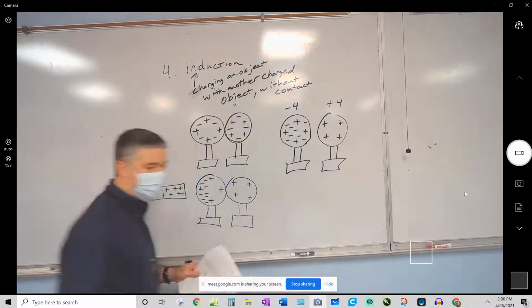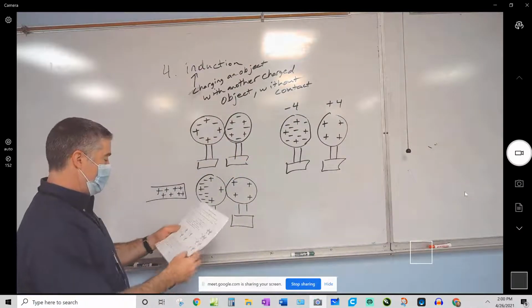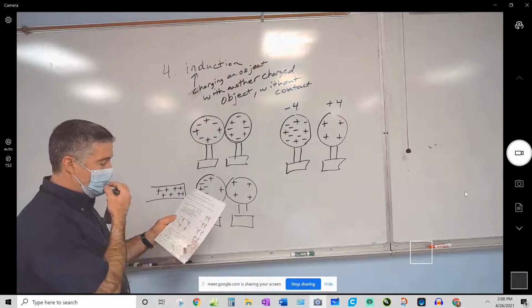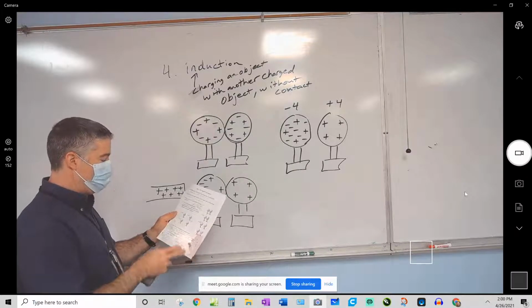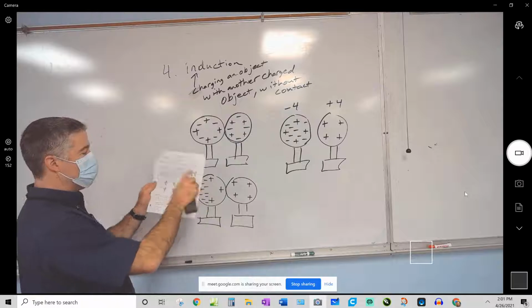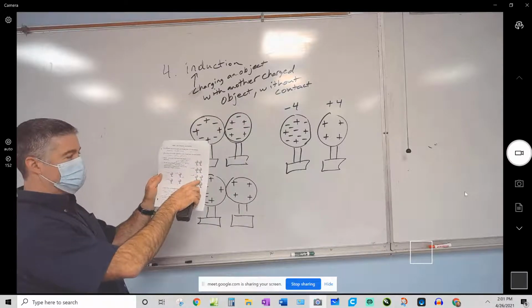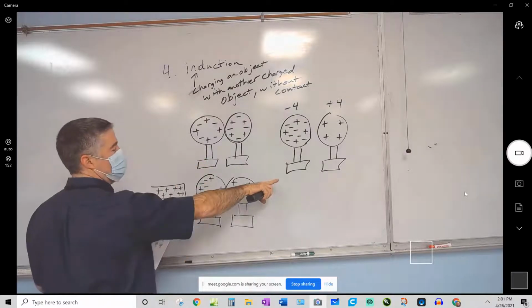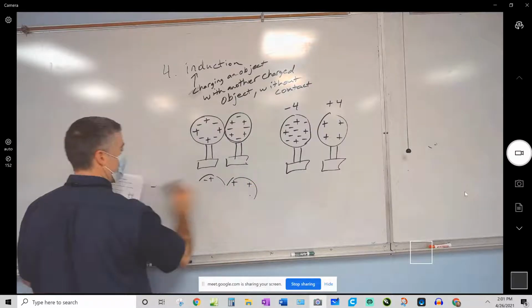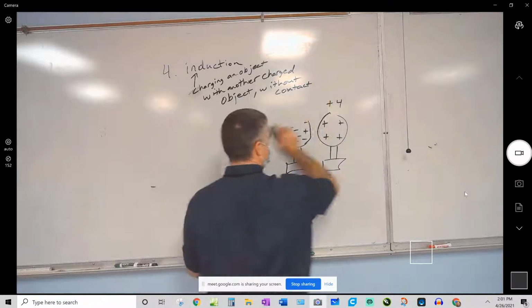Can I erase that? So down at the bottom, I don't really care if you drew any of that, but you might want to make yourself some notes that in reality, this is misleading. This makes it look like the protons get pushed over, which they don't. So that's one way to charge by induction.